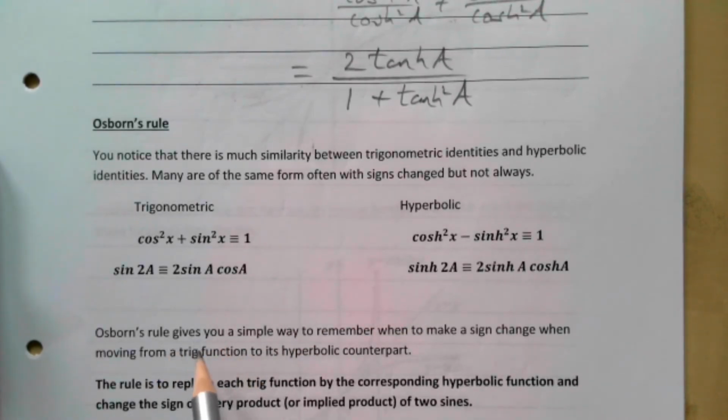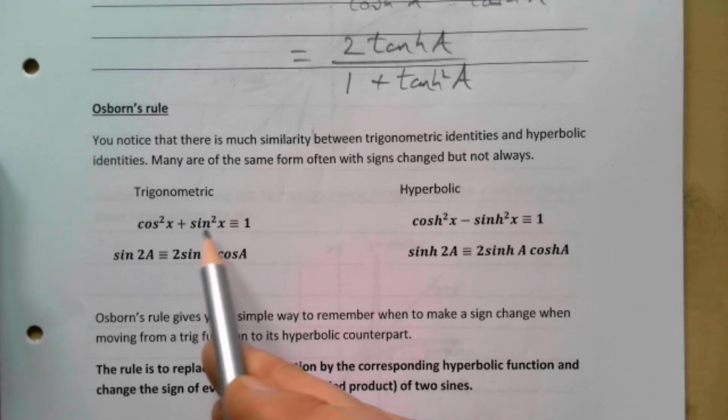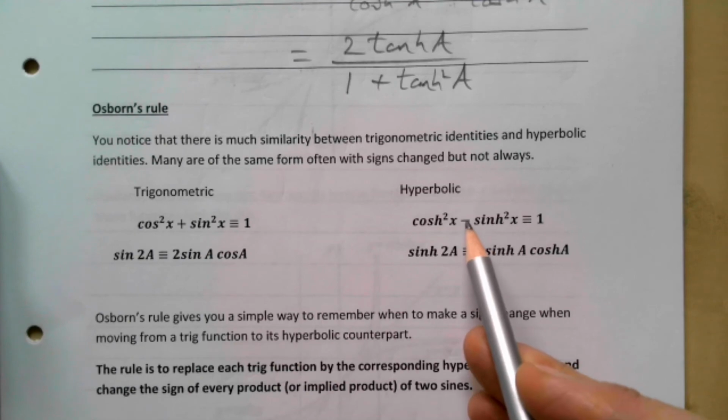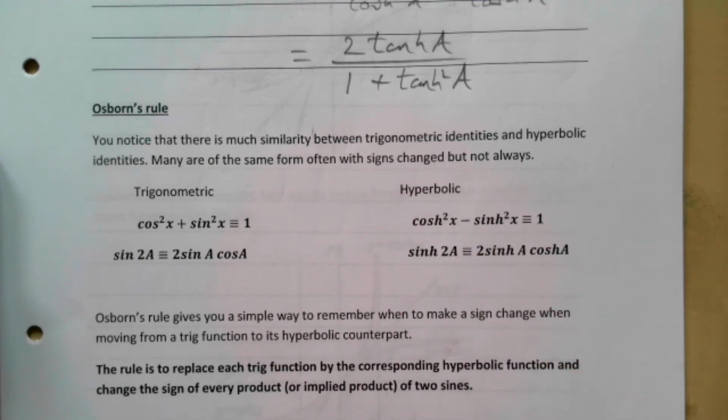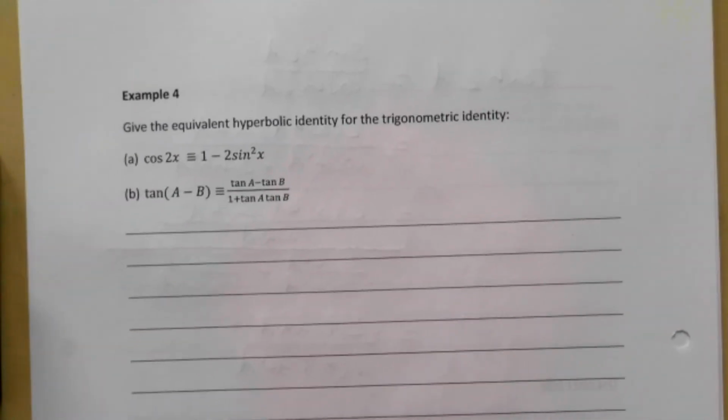Osborne's rule gives you a simple way to remember when to make a sign change when moving from a trig function to its hyperbolic counterpart. Here's the rule: replace each trig function by the corresponding hyperbolic function and change the sign of every product or implied product of two sines. So there's a product of two sines, for example, because that's sine times sine, so we have to change the sign there to a minus. That's effectively the rule. With a couple of examples over the page, we'll do those, and that's this video finished.